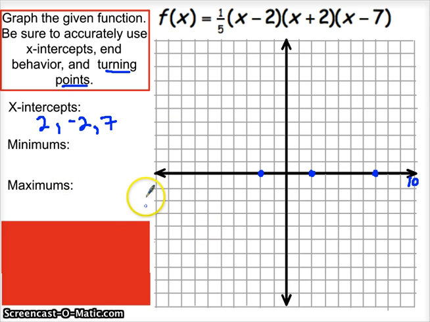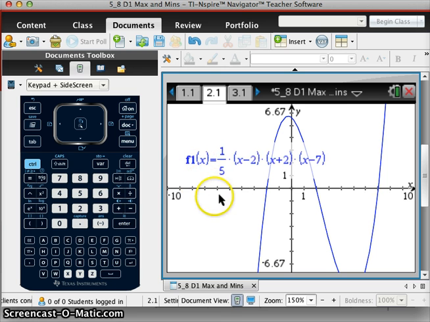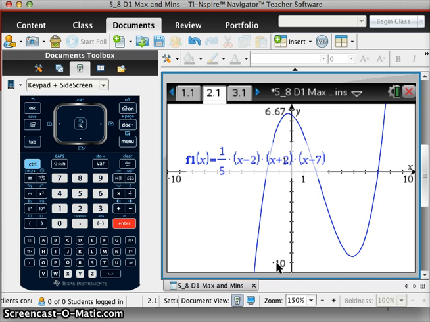Now, in order to get those, the best thing that we can do is go ahead and hop onto our calculator. Since we don't know calculus, we're going to let our calculator do the work. We want to be able to see those maximums and minimums. You'll notice that my minimum right now is off my graph. So what I'm going to do is go ahead and change my bottom number here, possibly to negative 10, and get that onto my screen.